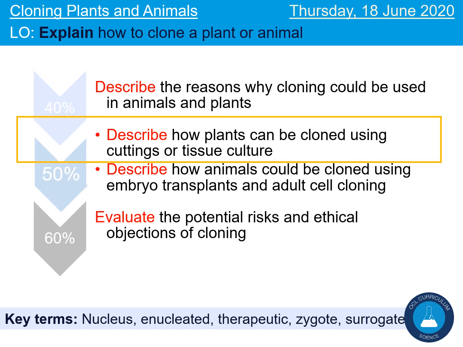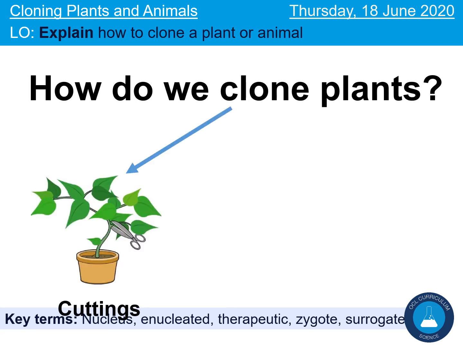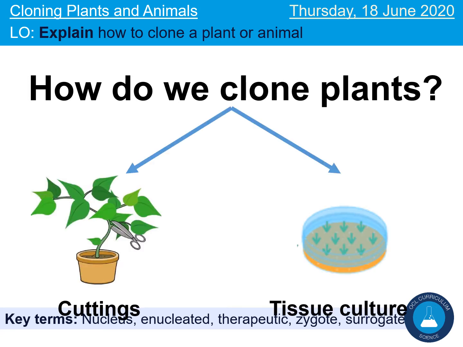We're now going to go through step by step two different techniques for cloning plants. We're going to look at cuttings and we're going to look at tissue culture. So, how do we clone plants? We can clone plants because they have meristem tissue. This means they contain adult stem cells that can be used to create an entire plant. We can take cuttings or use tissue culture.